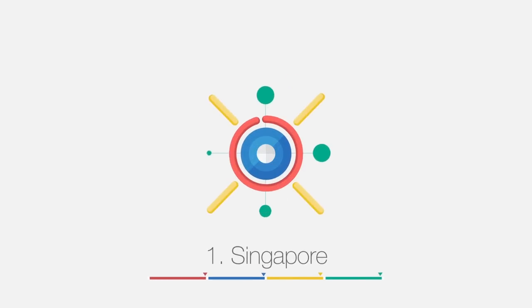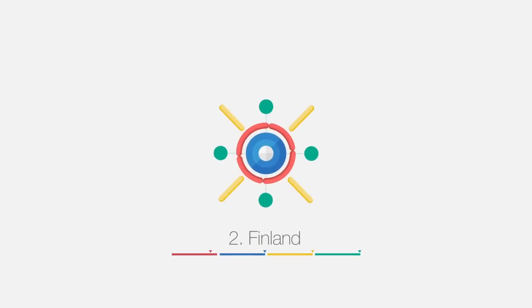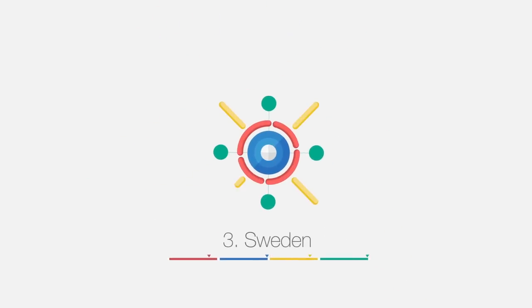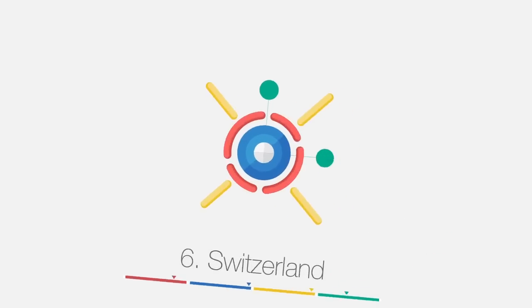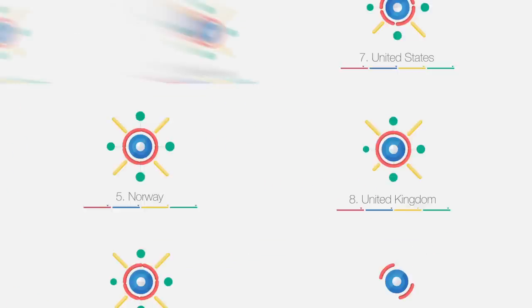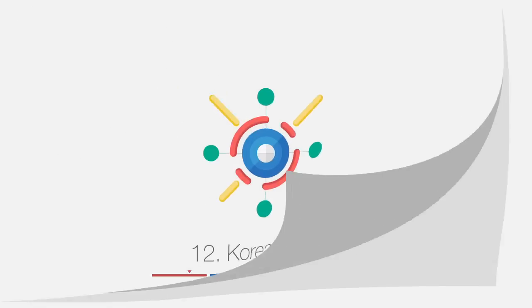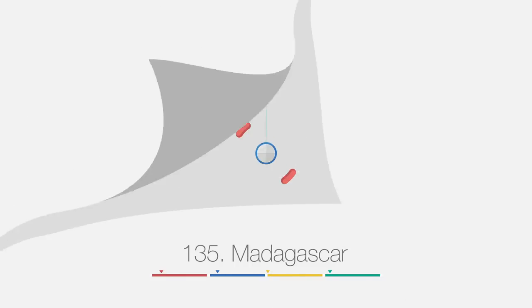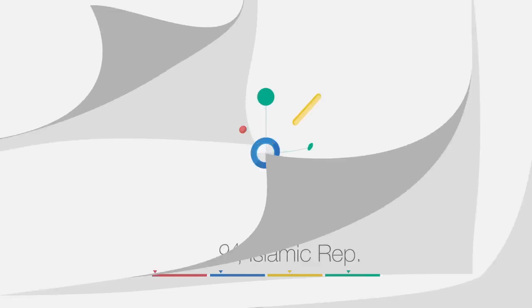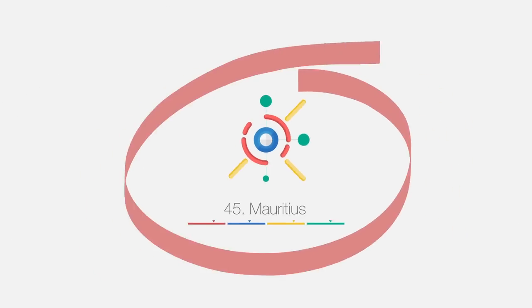In the 2015 edition, Singapore replaces Finland at the top of the ranking. Not surprisingly, high-income economies continue to dominate, taking the top places, with performance of countries largely mirroring their position on the development ladder. Sub-Saharan Africa still faces serious challenges, with all but one country appearing in the bottom half of the table, the only exception being Mauritius at 45th.